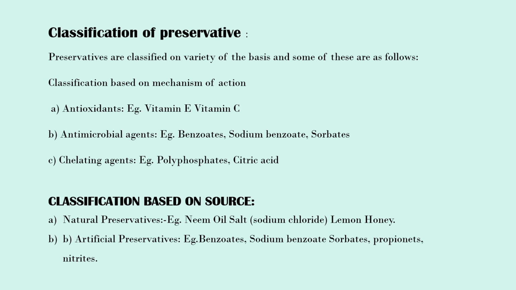Okay, so now let's go for the classification of your preservatives. The preservatives according to the mechanism of action: whether they act as an antioxidant, an antimicrobial, or a chelating agent. Citric acid and EDTA are some examples of chelating agents. Antimicrobials include sodium benzoate, sorbates, and quaternary ammonium salts. Then your antioxidants are vitamin E and vitamin C. These are some of the antioxidants which are used.